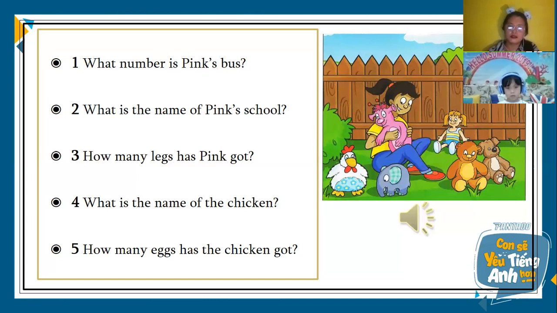Now listen to part two again. One. Where does he live? In a bus. Which number? It's a number 12 bus. 12. Okay, you can write on my screen. You can now write. Yes.